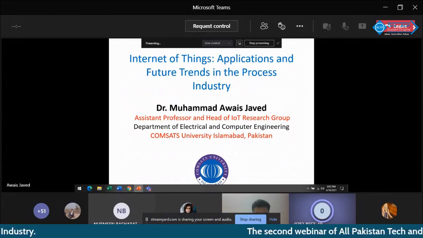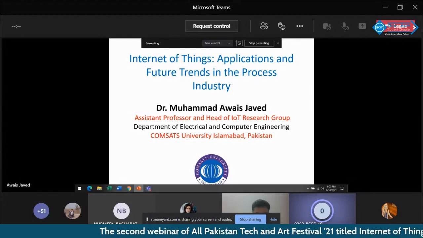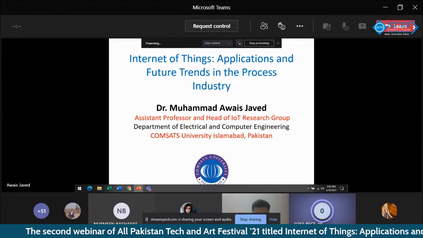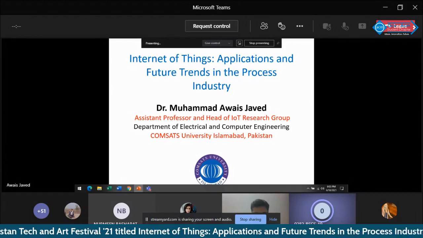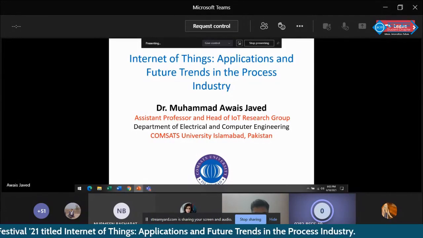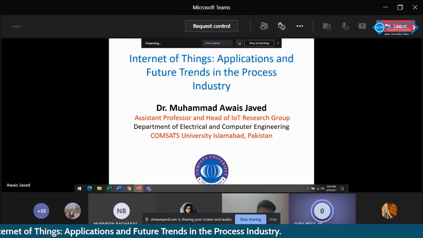The talk will also discuss various industrial IoT projects that are presently undergoing around the globe and some of the use cases of industrial IoT. Finally, the talk will discuss some of the key challenges that need to be addressed to realize industrial IoT.